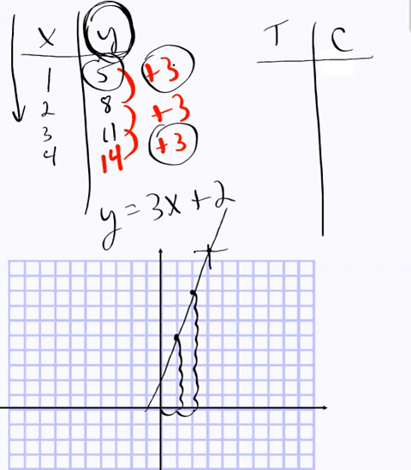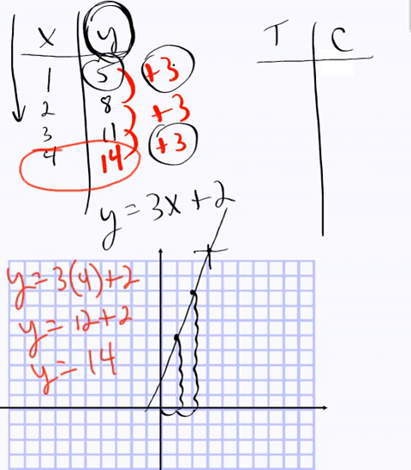We can check this equation. Let's put in a number. For example, let's put in the number 4 in the place of x. So we get y is equal to 3 times 4 plus 2. Well, that is y is equal to 12 plus 2, which means y is equal to 14. And indeed, we showed that y is equal to 14.